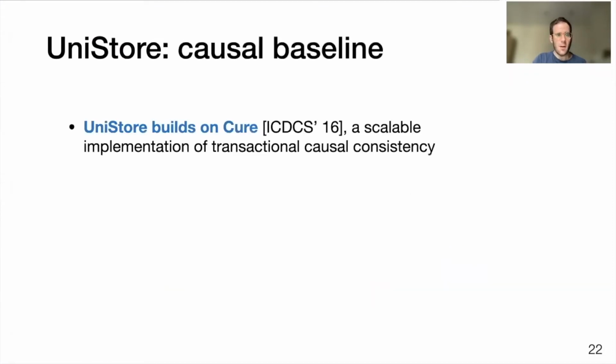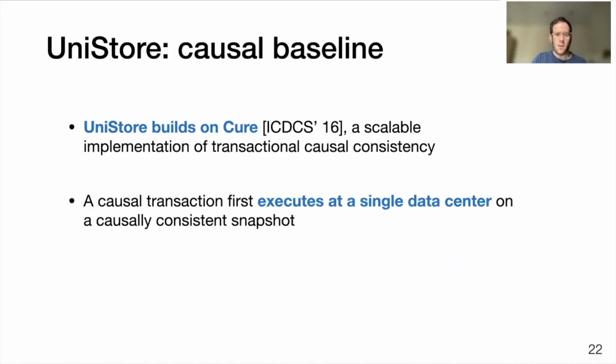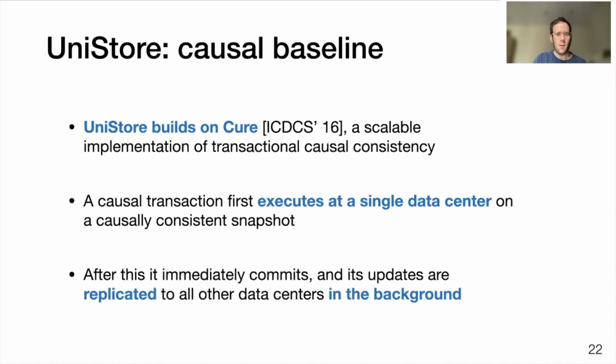The causal baseline of UniStore is CURE, which is a scalable implementation of transactional causal consistency. In UniStore, a causal transaction first executes at a single data center on a causally consistent snapshot. After this, it commits, and its updates are replicated to all other data centers in the background.